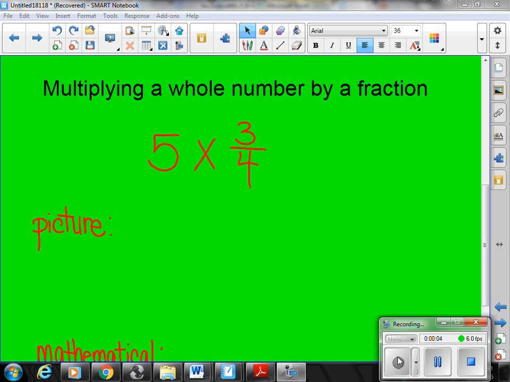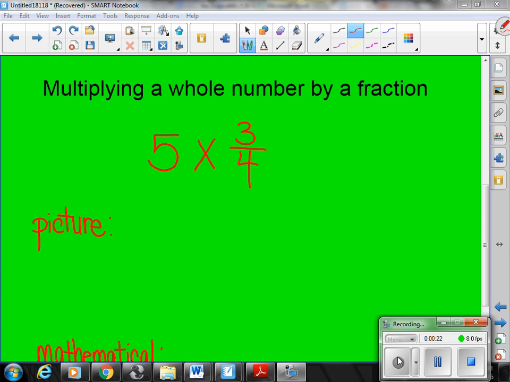Multiplying a whole number by a fraction. Today we're going to look at the problem 5 times 3/4. All this really means is that I have 5 groups of 3/4, or it means that I'm going to add 3/4 five times. So I'm going to show you in a picture.